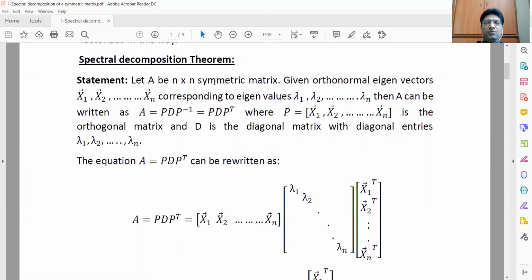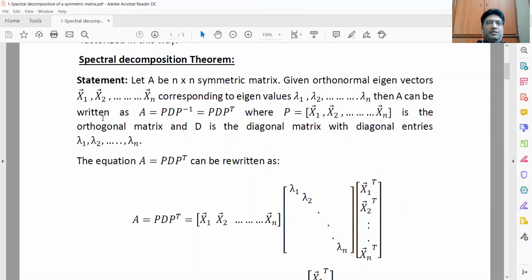Here A is the symmetric matrix. What we have to do? First calculate the eigenvalues for that matrix. Then you will get lambda 1, lambda 2 and so on lambda n as the eigenvalues. Corresponding to these eigenvalues, next we have to calculate the eigenvectors x1, x2 and so on xn. Once you have the eigenvectors, check whether they are orthogonal or not. If they are orthogonal, then make them orthonormal. That means you divide each vector by its norm. Then you will get this set of orthonormal vectors x1 bar, x2 bar and so on xn bar.